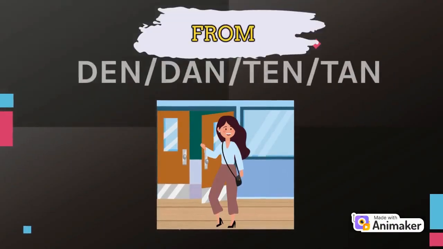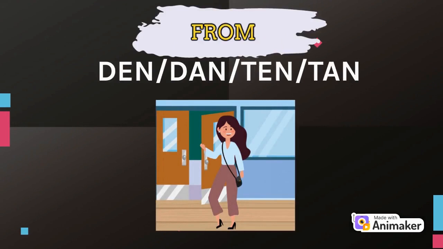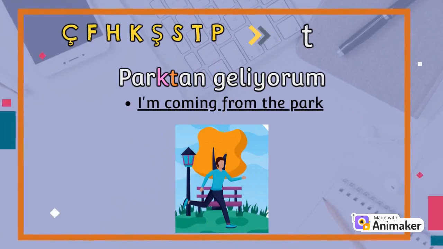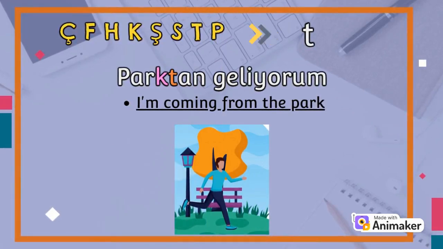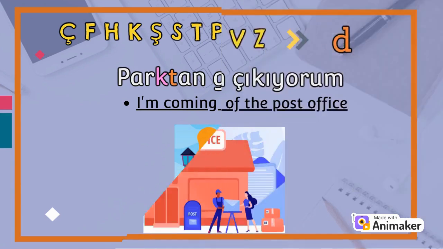In this lesson, you're going to learn about ablative case from in Turkish. To add the ending to a noun, you need to see if the noun ends in a voiceless consonant. And if it does, the ending will have the letter T at the beginning. For example, parktan geliyorum.